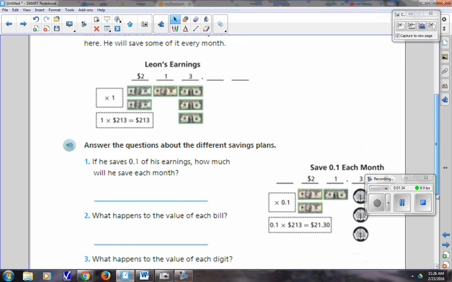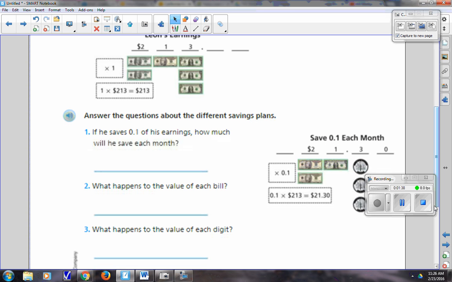So he wants to answer the questions about the different saving plans. If he saves 1/10 of his earnings, how much will he save each month? So if he takes 1/10 of $213 every month, what will he have? What will he save each month? So what is 1/10 of 213? Well, you move the decimal over 1, right? So 213, remember the decimal's here? Have you seen that? So how much will he save each month if he saves 1/10 of $213?